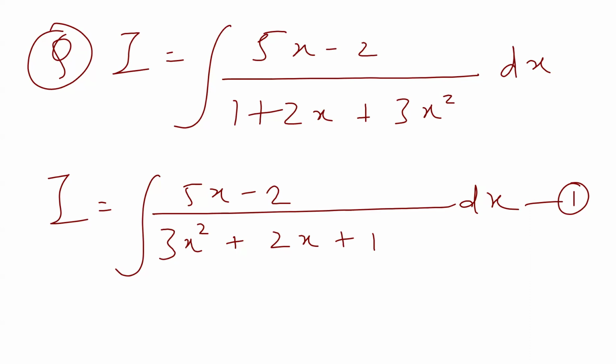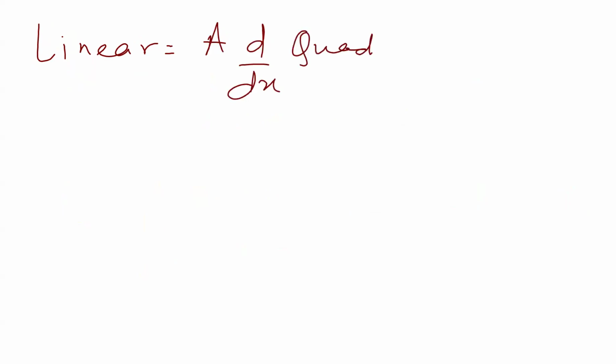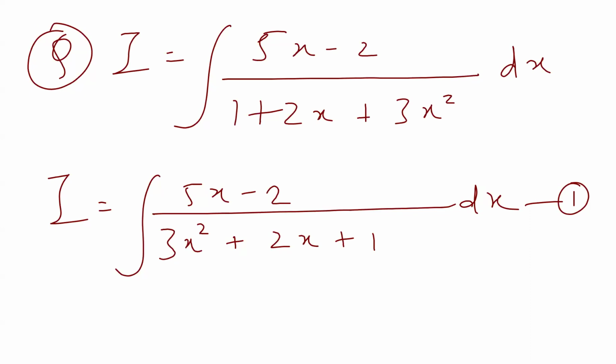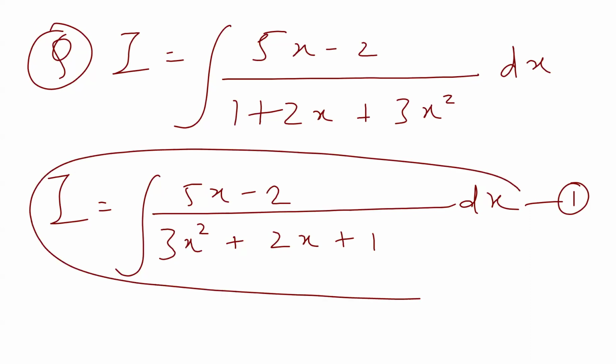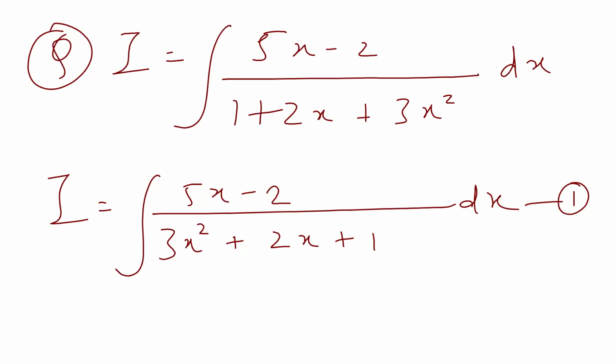Whenever it is linear upon quadratic, we'll write a fixed statement. Numerator or linear is equal to a into d/dx of the quadratic term plus b. The numbering of the equations is very important. This is equation number 1, the question in a proper format.